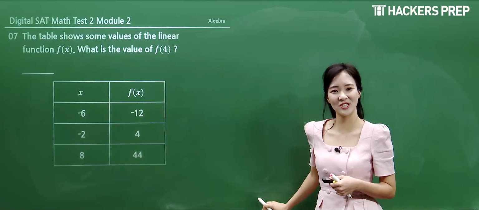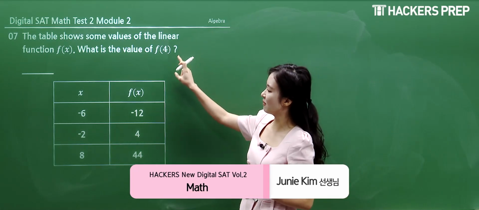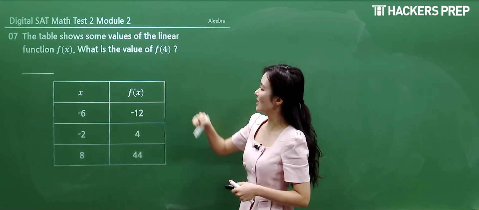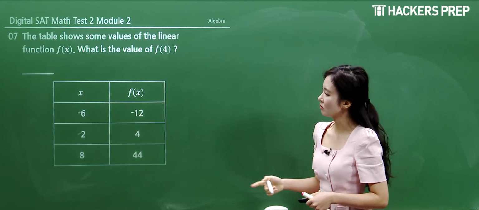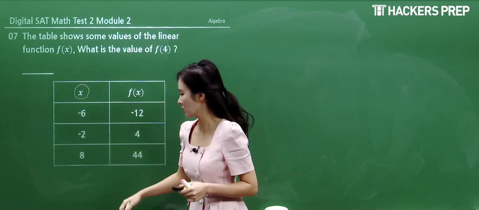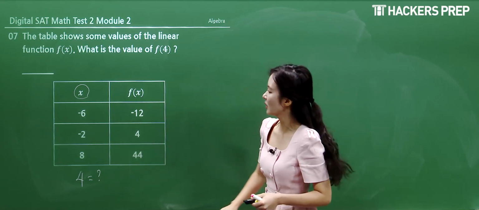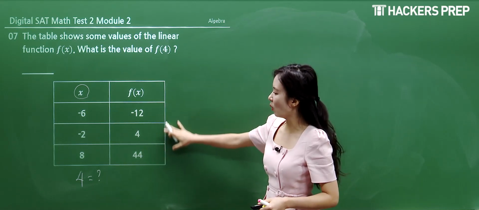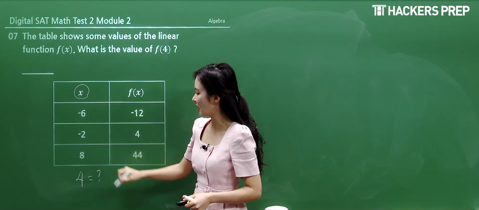Okay. Question 7. The table shows some values of the linear function f of x. What is the value of f of 4? So now let's take a look. If you look at the x values here, we don't have 4 in the chart. So 4 is going to be left with a question mark, unfortunately. And then f of x, same thing. The only values that are given are going to be corresponding to -6, -2, and then 8.